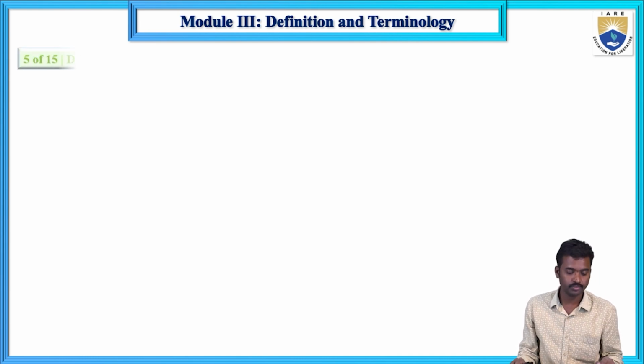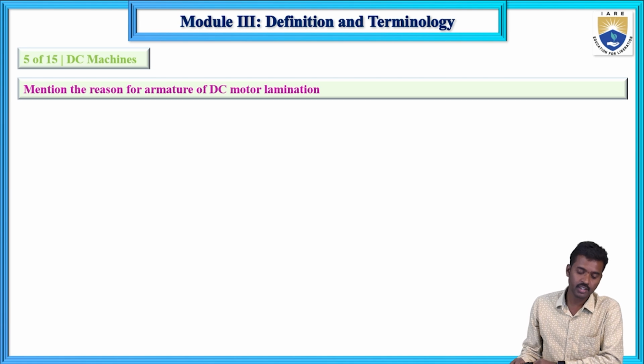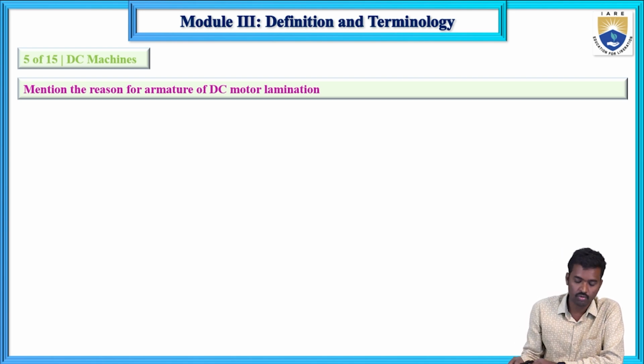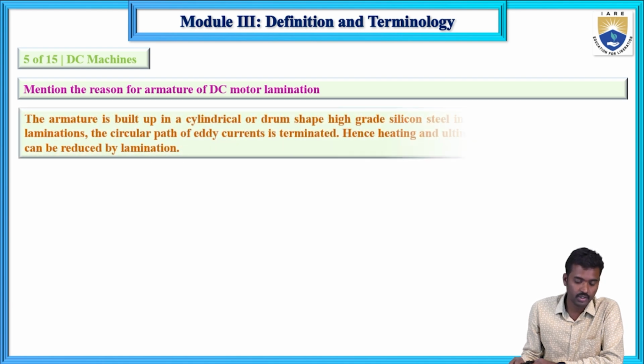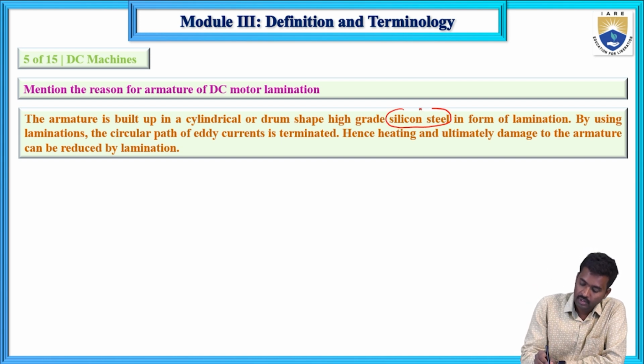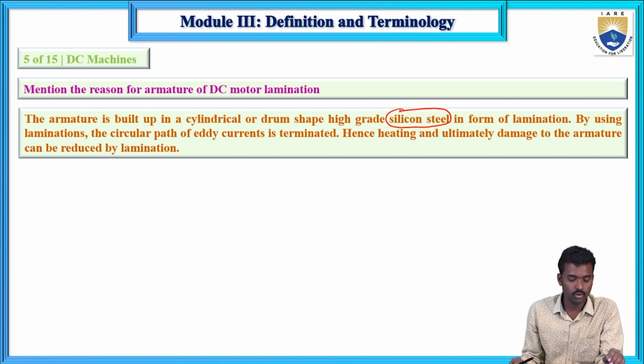Next, the fourth one: mention the reason why the armature of a DC motor is laminated. The main purpose of lamination is to reduce the eddy current losses. There are two types of losses: eddy current losses and hysteresis losses. To reduce the eddy current losses, we laminate the core, and for the hysteresis losses we use silicon steel material for the core.